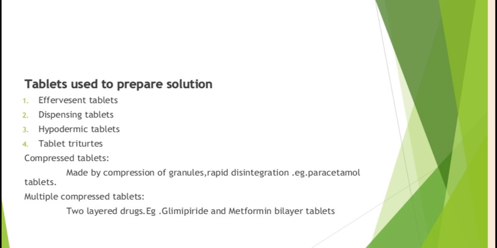First, see about compressed tablet. These are uncoated tablets made by compression of granules. They provide rapid disintegration and drug release. Example, paracetamol tablets.